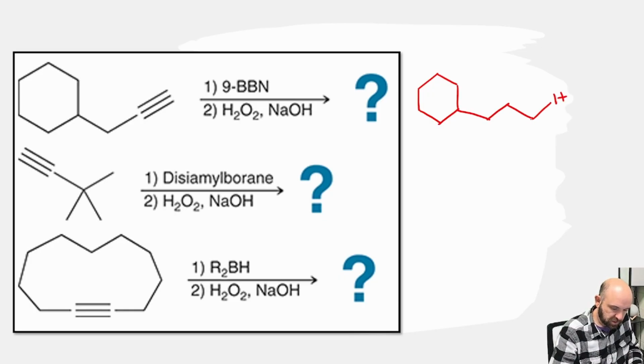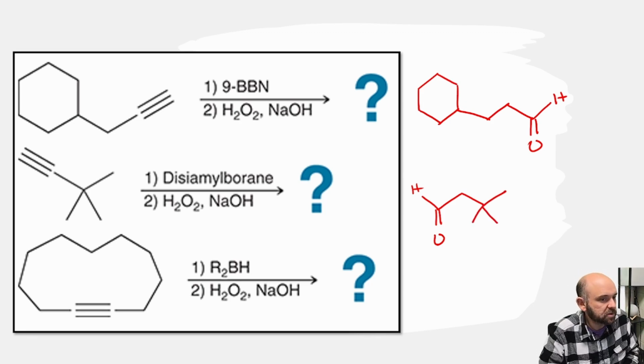With a hydrogen on the end there and a double bonded oxygen on the third carbon. In that next example, we would have a hydrogen on the end with a double bonded oxygen here. With the same structure there on the end.